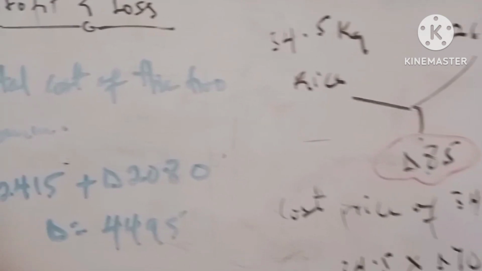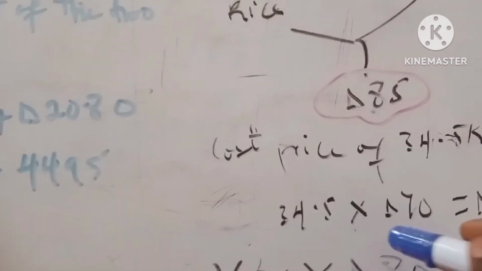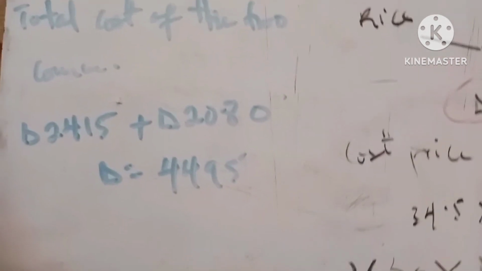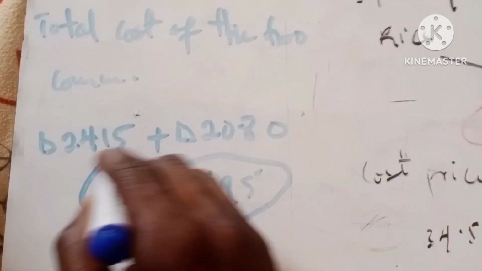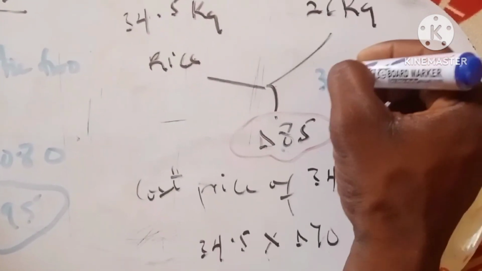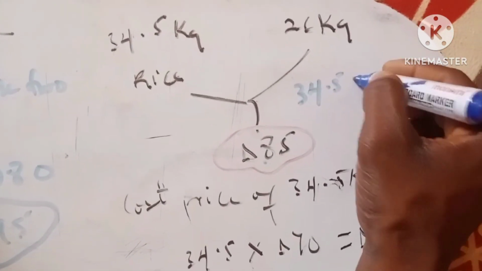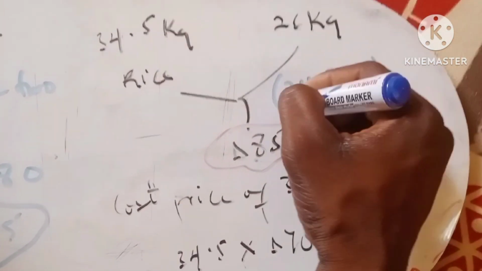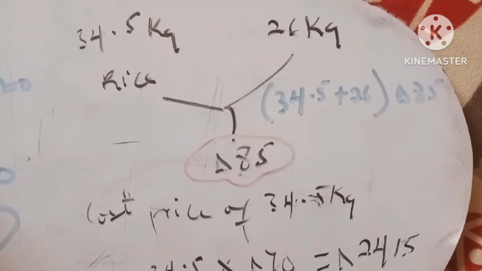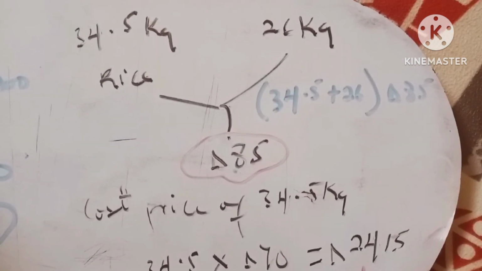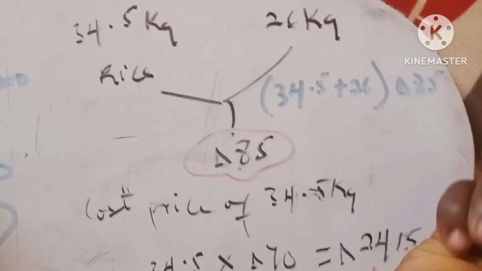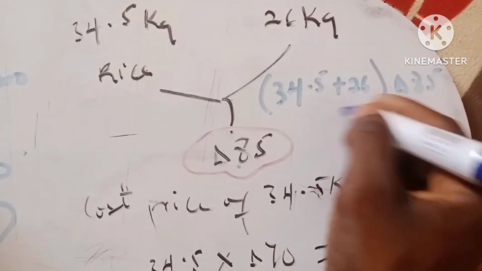Is that okay? Now, from the question we are given the cost price of this one, right? So after doing our calculation, we are able to find the cost price of the two commodities. Now you must determine the selling price of the two commodities. That is where you have to add this 34.5 and then plus 26 here. How much did they sell it? We sell it at 85. Is that okay? Because the question said the mixture was sold, so that is the selling price here, right? So add these two and multiply that by that.